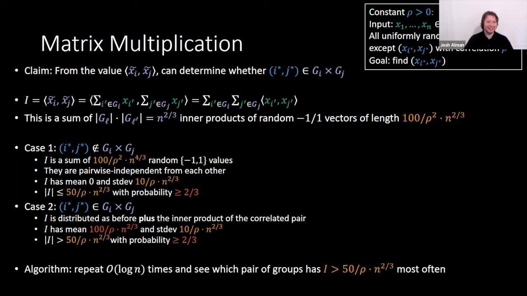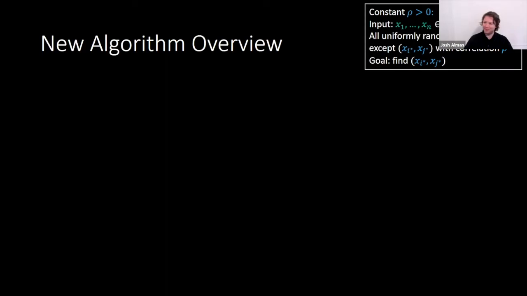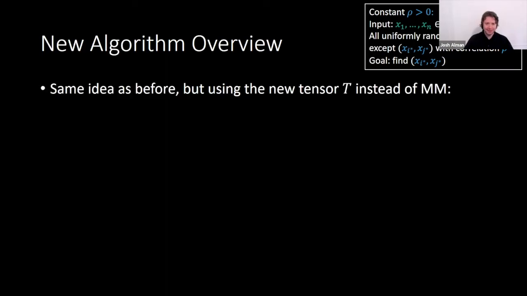Okay, so let me tell you our sketch of how we do our new algorithm. The idea is the same as this matrix multiplication algorithm I just showed you, but we're going to use the new tensor T instead of matrix multiplication. So we're going to start just like before.